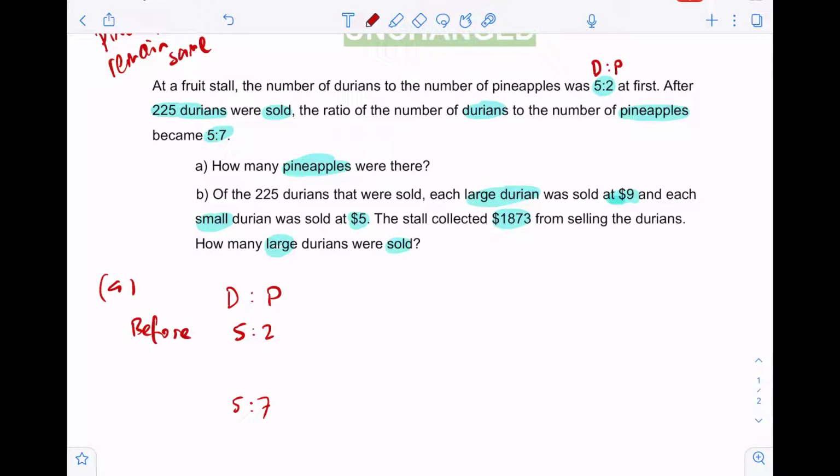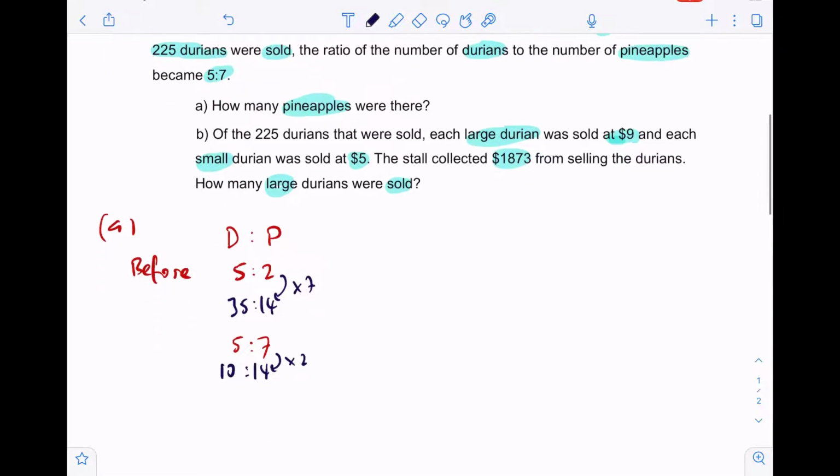This is where your common multiples concepts come in. So how do I make it the same? I times by 7 here, times by 2 here. If you are really not sure what the lowest common multiple is, you can just take this times 7 and this times 2, so times by each other. Now the new ratio will become 5 times 7 is 35, 2 times 7 is 14. New ratio, 14, 5 times 2 is 10.